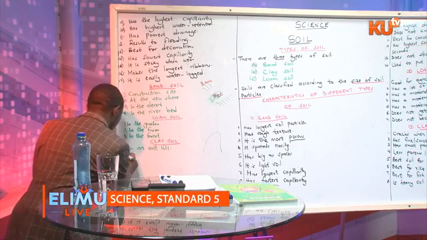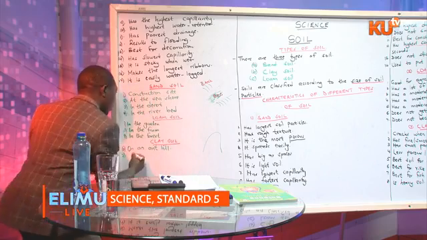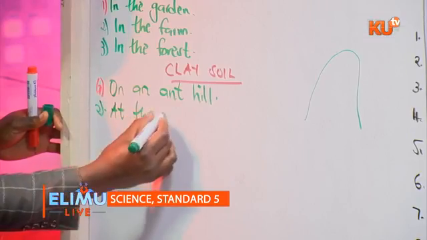Number 2, this clay soil is now found at a place called the river bank. So we find clay soil at the river bank.